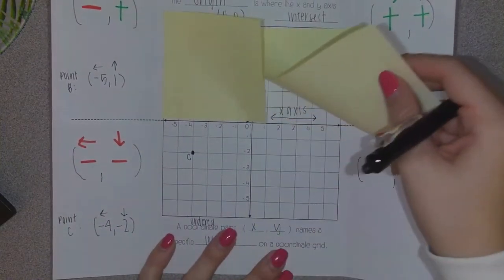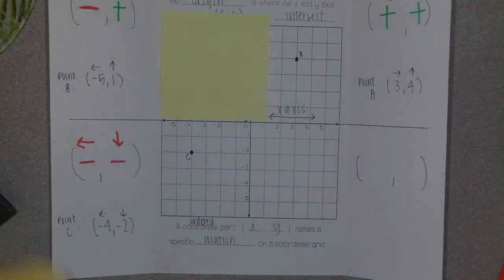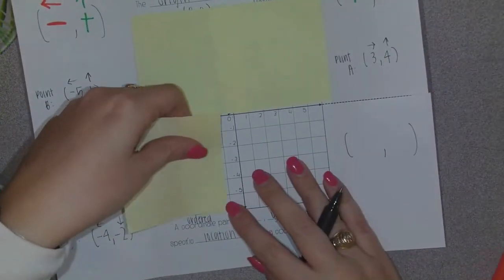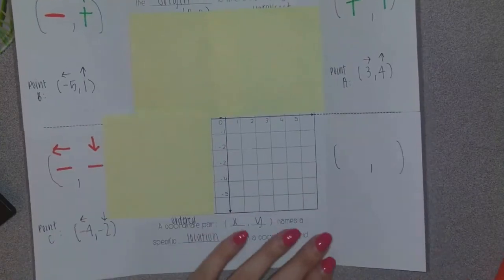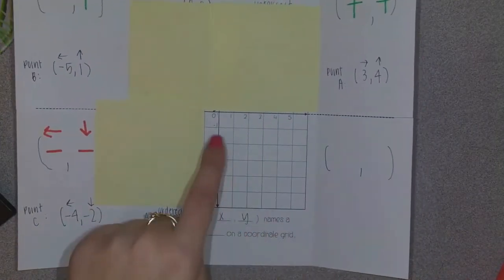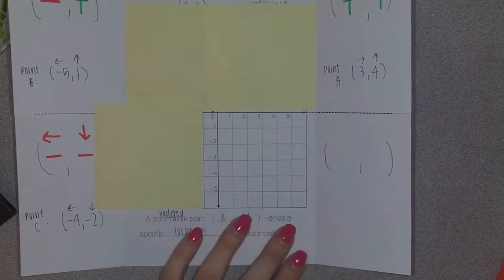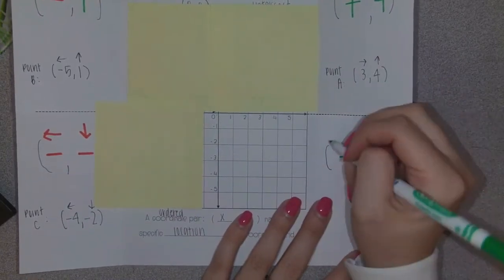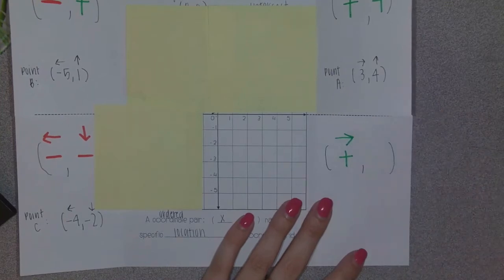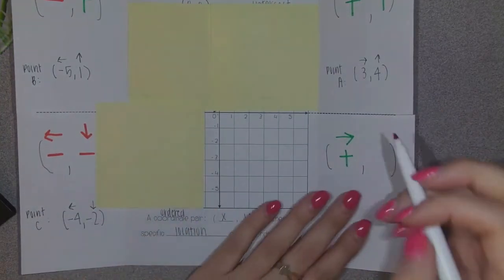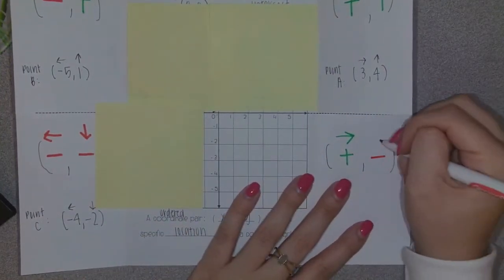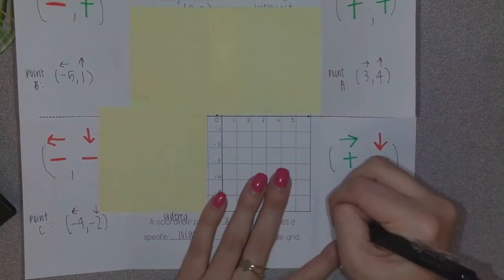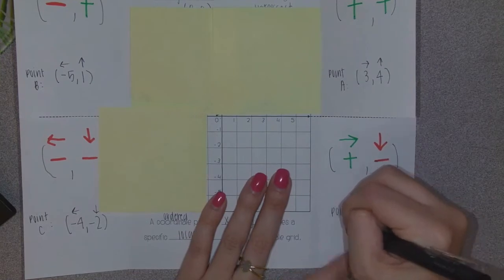And then last but not least, let's move to quadrant number 4. So when I look at quadrant number 4, starting with my x values, I have nothing but positive x's, which again tells me that I need to move to the right from the origin. But I still have nothing but negative y values, which tells me I'm going to move down from my x coordinate. So let's finish this out with point D.